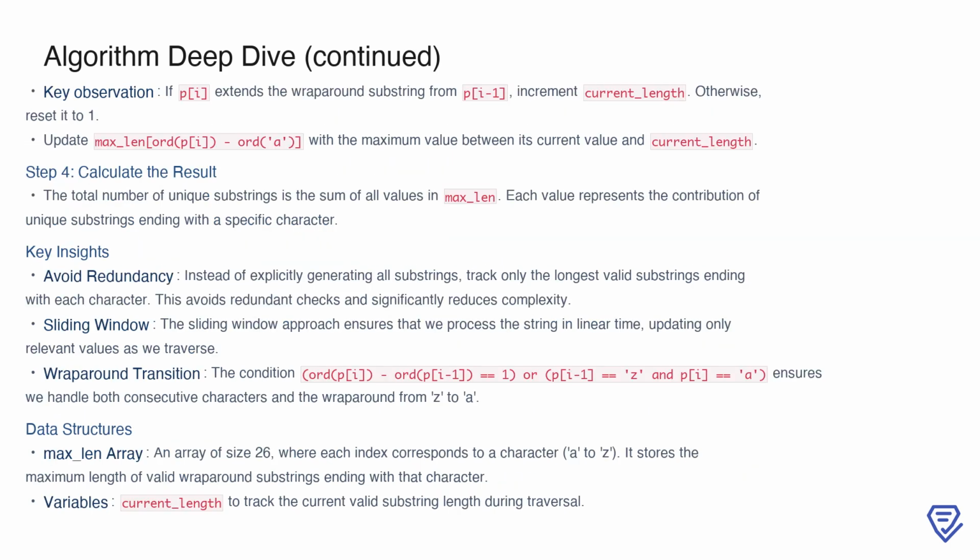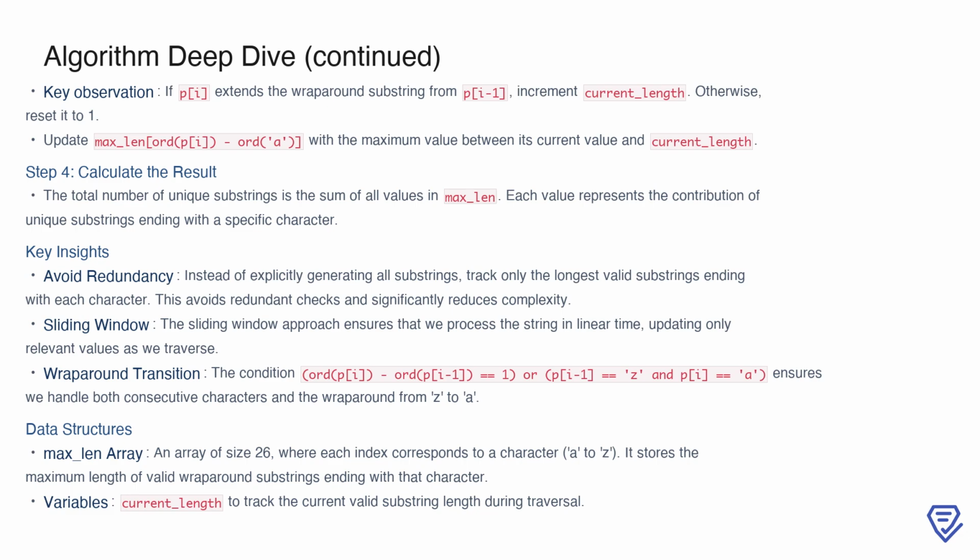The key to this approach is recognizing when a character in the string extends the current valid wraparound substring. If the current character p[i] continues the pattern established by the previous character p[i-1], we increase the length of the current valid substring. Otherwise, we reset the length to 1, indicating that the substring starts anew. For each character, we update an array max_len, where each index corresponds to a letter in the alphabet, using the maximum length found so far for substrings ending with that character.